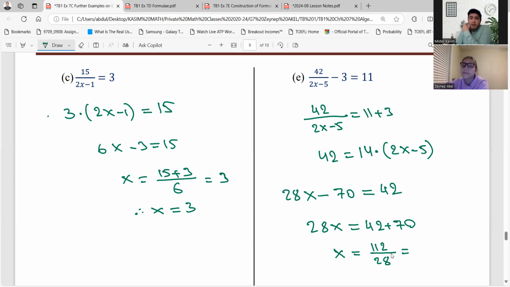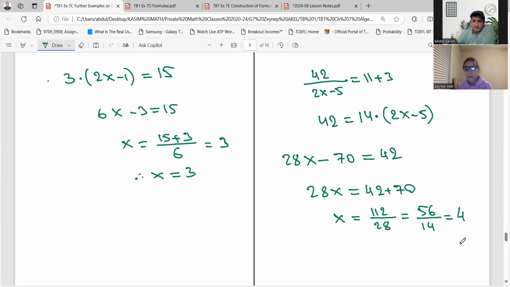Okay, let's simplify. Both numbers are even numbers. 112 divided by 2, that is 56. 28 divided by 2, it is 14. And 56 divided by 14, that's equal to 4. Right? So here we have the dots. Therefore, x is equal to 4.